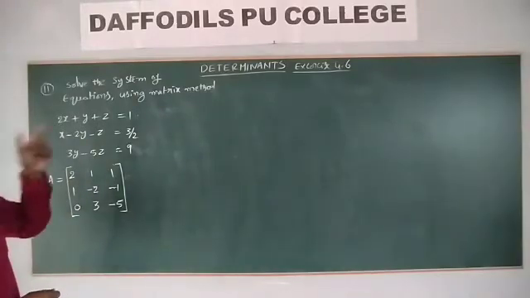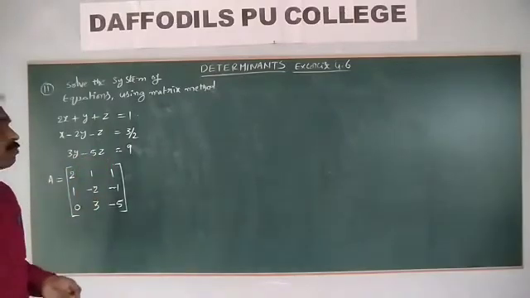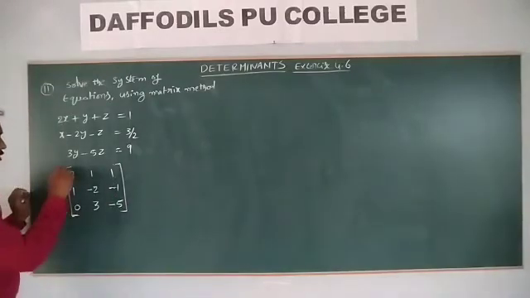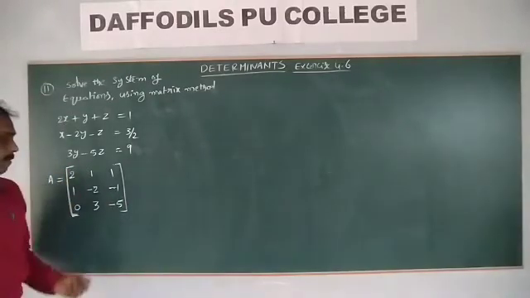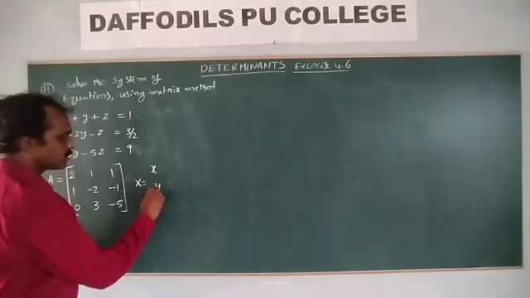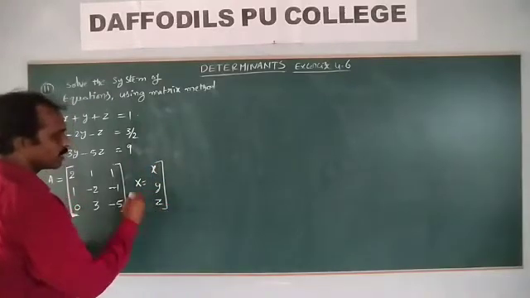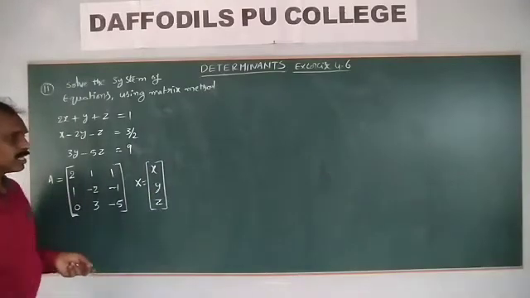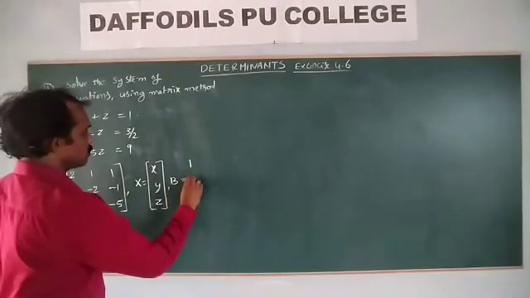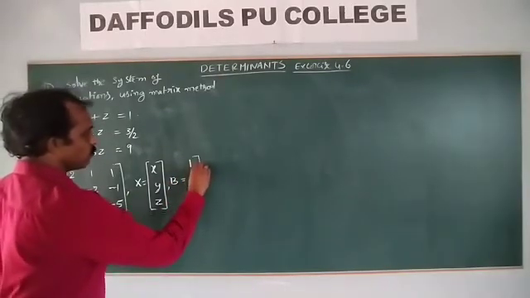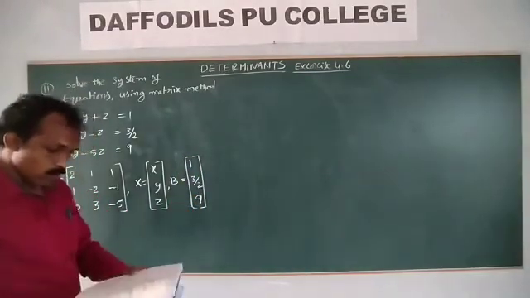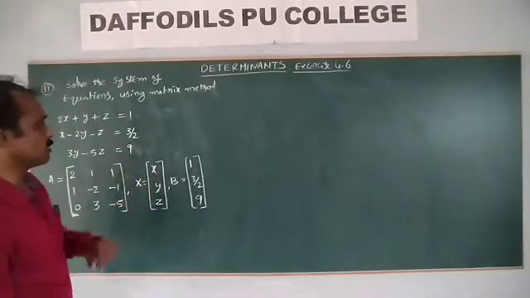Solve the system of equations using matrix method. These problems will be 5 marks questions in the board exam. These are very important questions, so concentrate, students. The variable matrix is x, y, z. The constant matrix is 1, 3 by 2, 9.